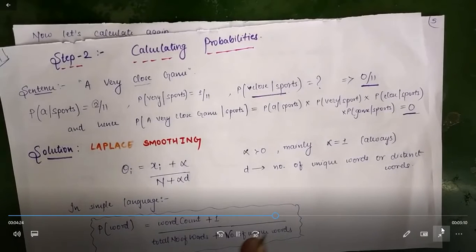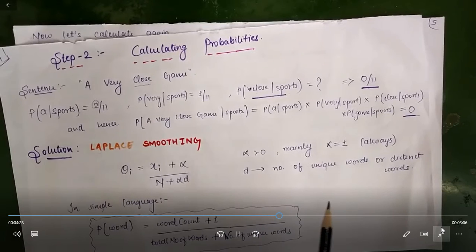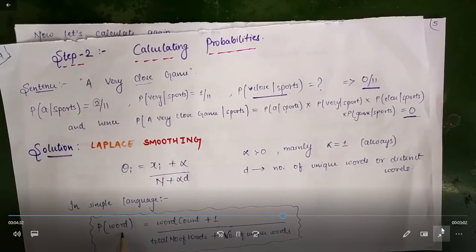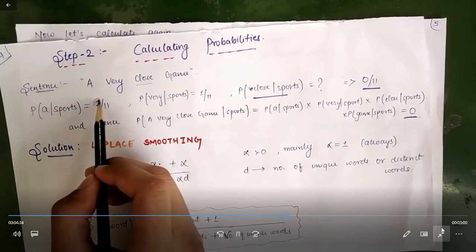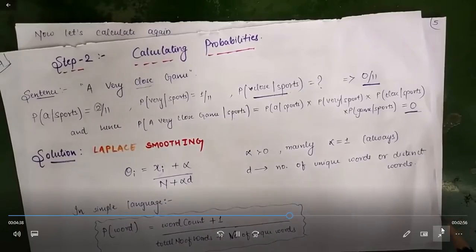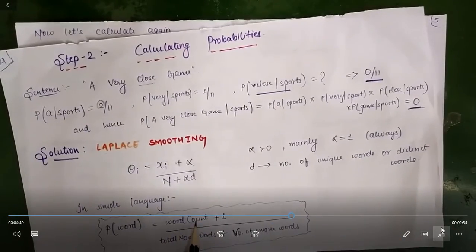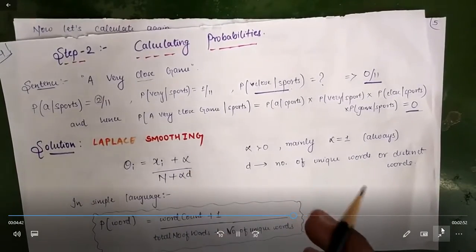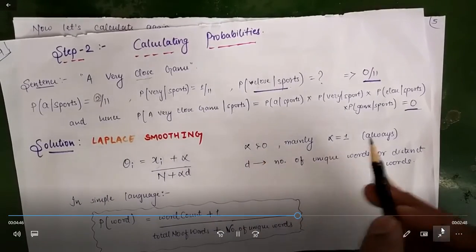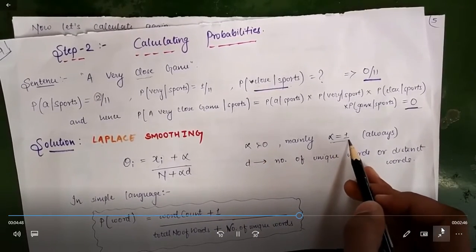So it has a simple equation: theta of i equals (xi plus alpha) upon (n plus alpha d). What is this theta i? In simple words, it is the probability of the word. What is xi? Xi is the number of times that particular word comes in that particular category, that is the word count. Then alpha is something we add in the numerator; alpha is always greater than 0, and mainly its value is 1.